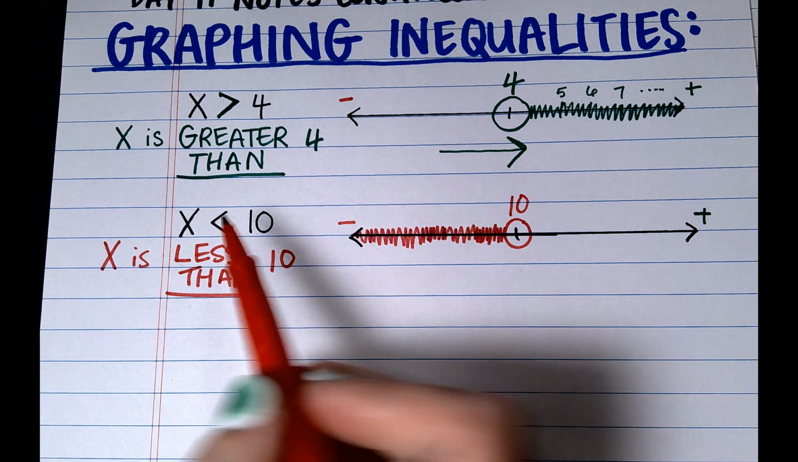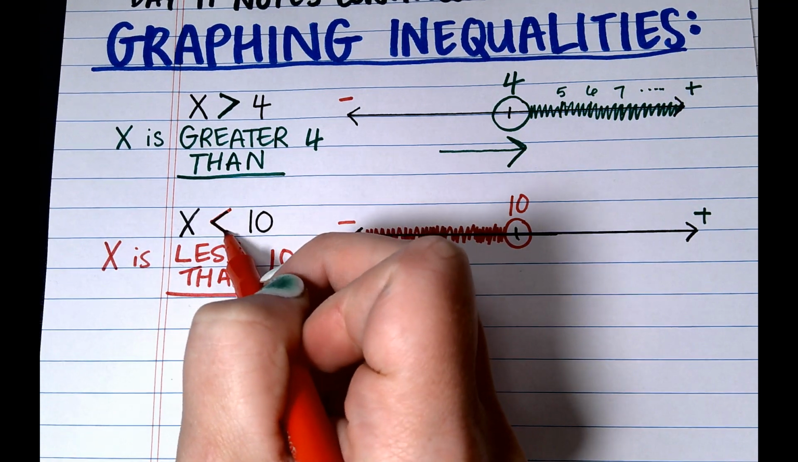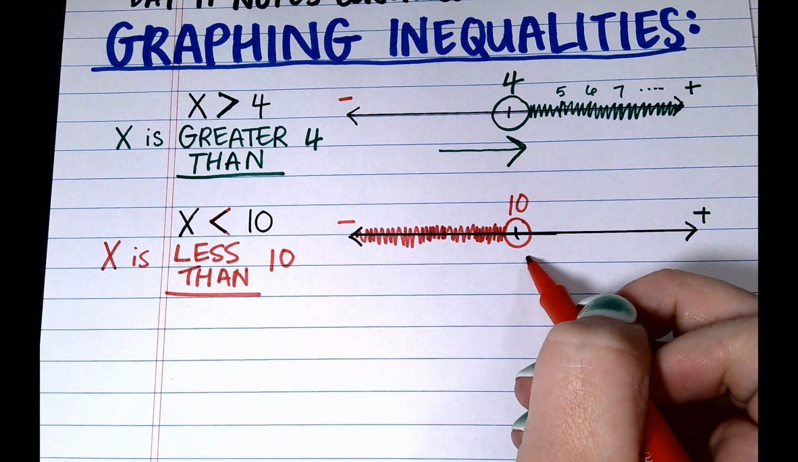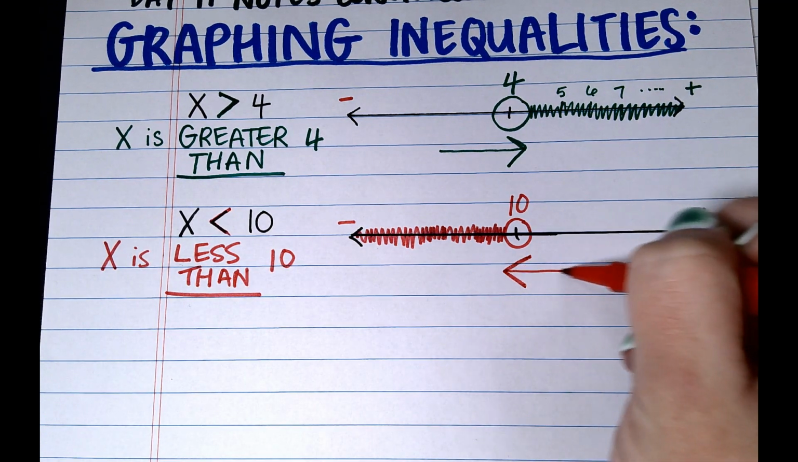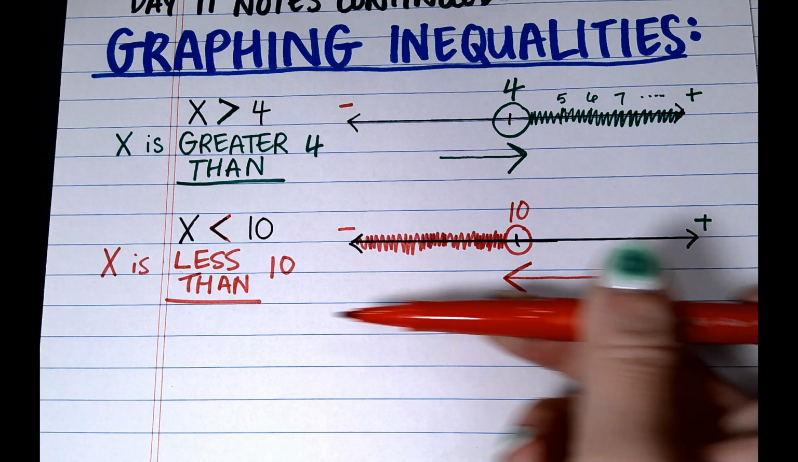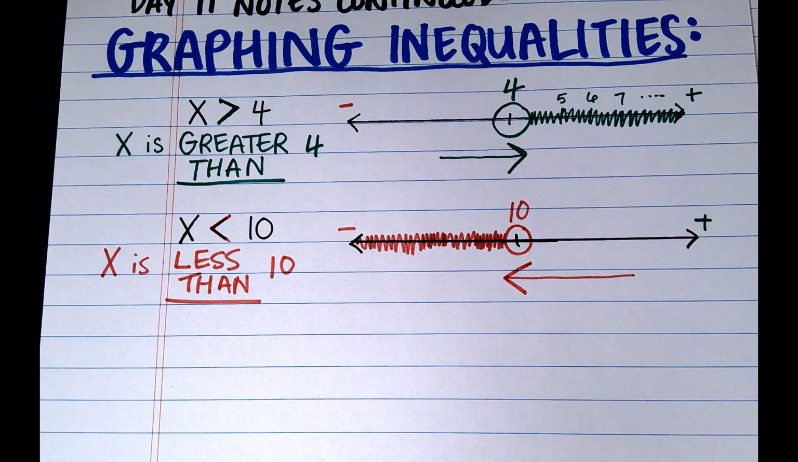Same with less than. If I draw my less than symbol right here, I just turn it into an arrow, and the arrow tells me which way to shade. So those are my little tricks. That's what I think helps.